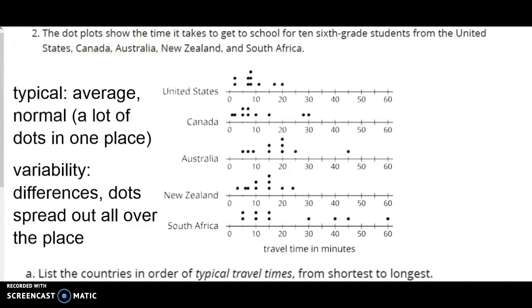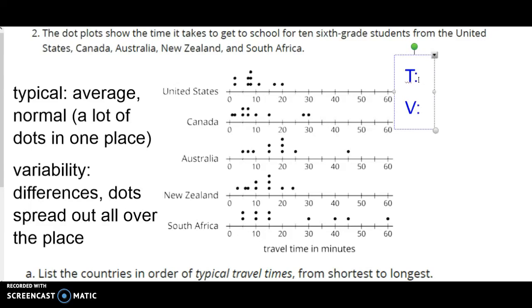So over here to the side of each one, I think it's going to be very helpful for us to write 2 letters. One is going to be T, or typical travel time, and one is going to be V, variability. I'm going to do it for the United States and Canada, and then I'm hoping you can do it for Australia, New Zealand, and South Africa. And it's okay if some of these are a little bit of an estimate.